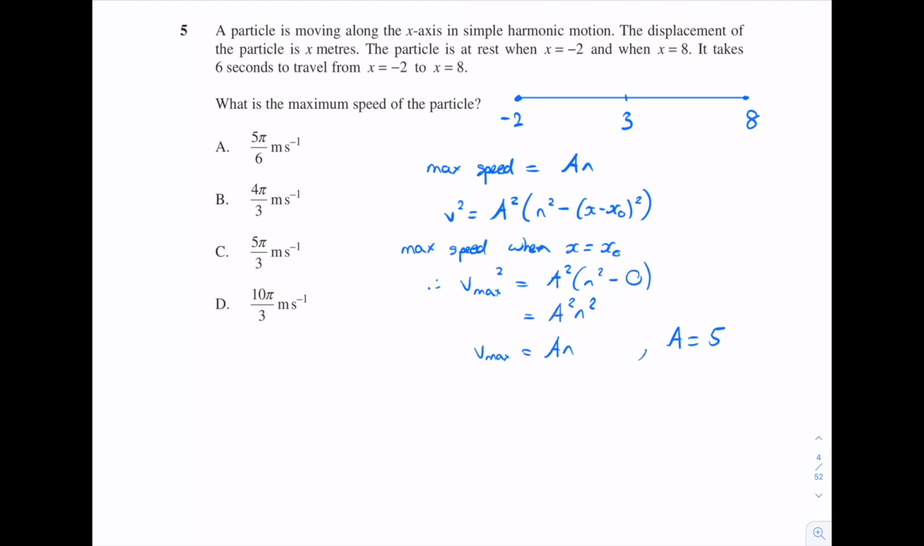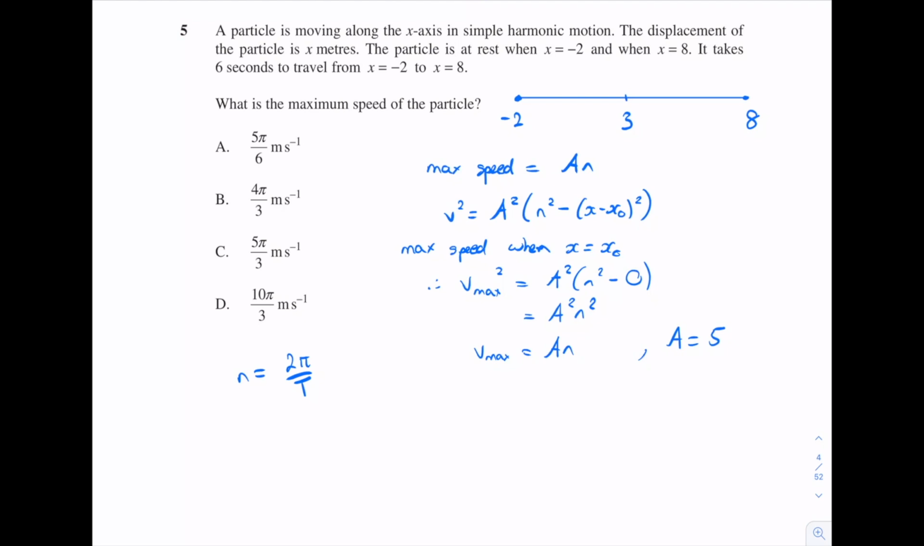Now, what about N? What is N? How do we work that out? Well, we know that N equals 2 pi on T, on the period. Okay, now what's the period? Well, the period is how long it takes to get from one point on your curve back to that point.